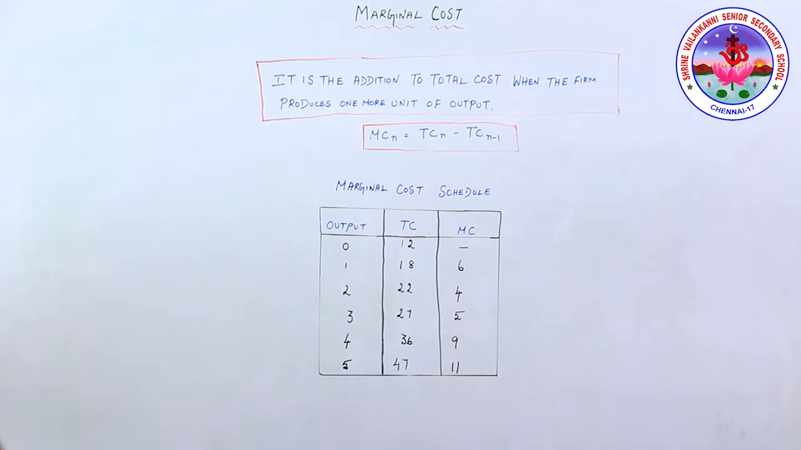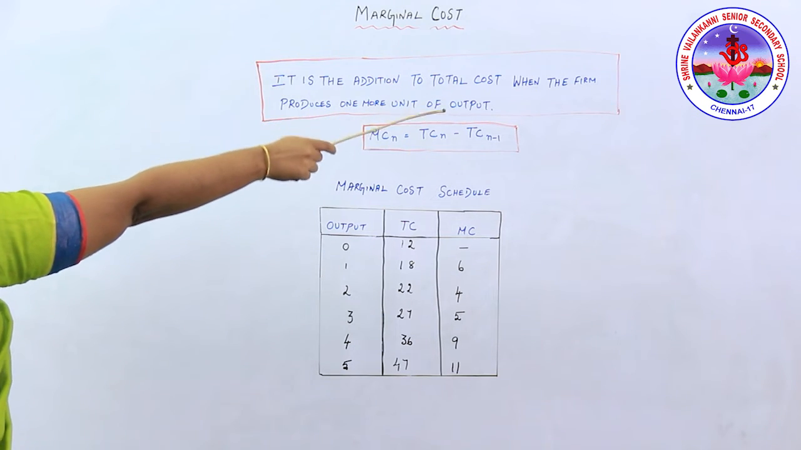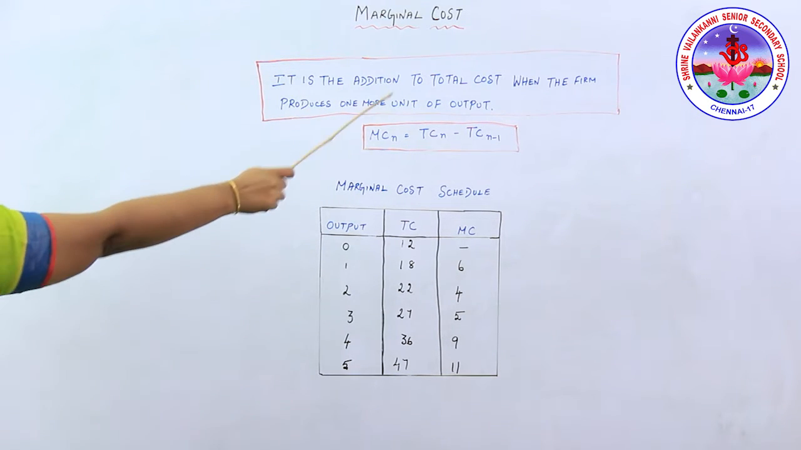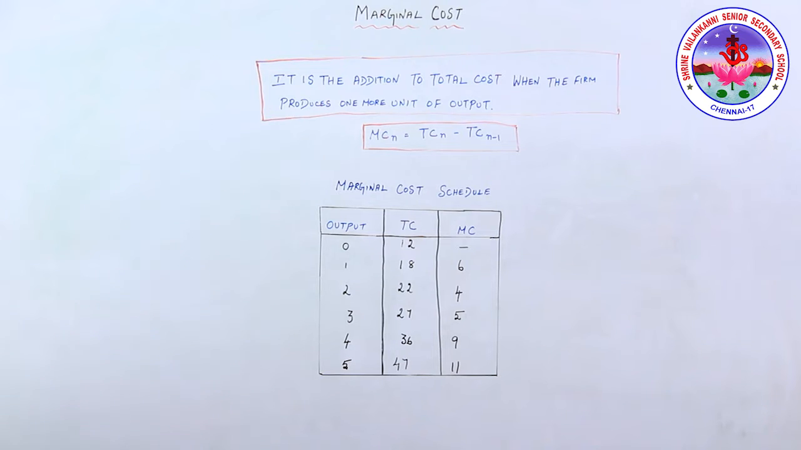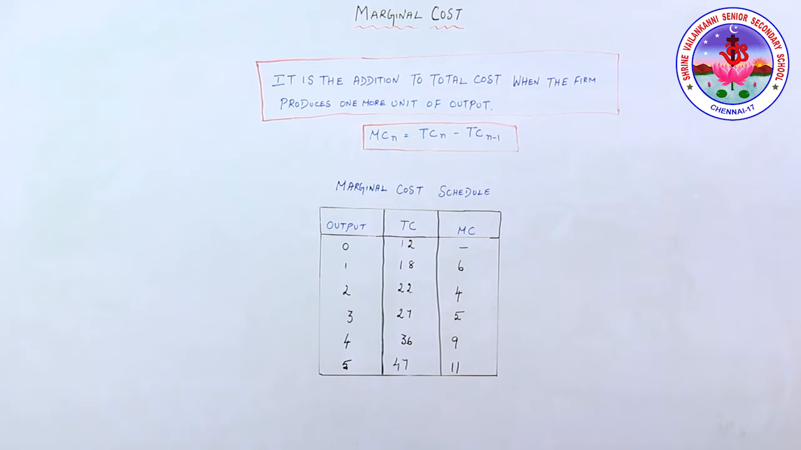What is marginal cost? It is nothing but the addition to total cost when the firm produces one more unit of output. What is the equation of marginal cost? It is MCn equals TCn minus TCn-1. Now let's see this with an example.